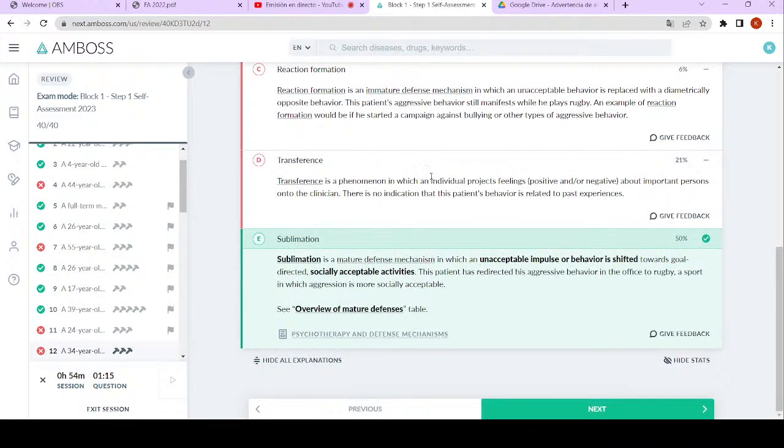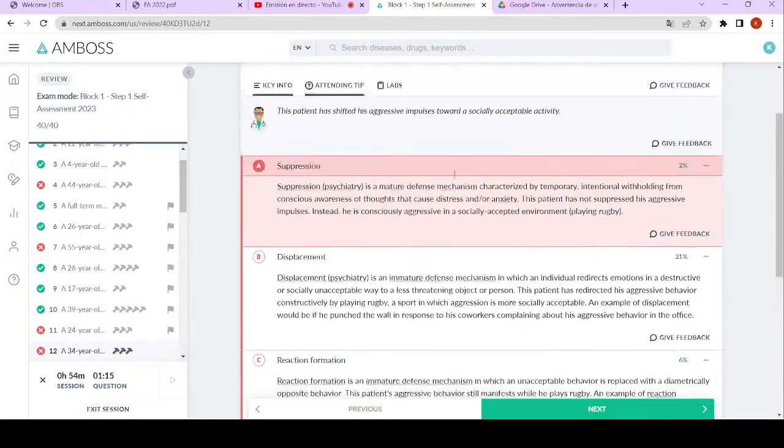Transference is a phenomenon in which the individual projects feelings, positive and/or negative, about important persons onto the clinician. This is important because it's in the clinician. There is no indication. Okay.